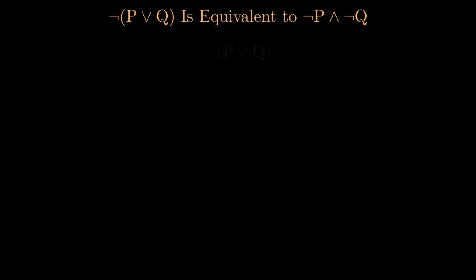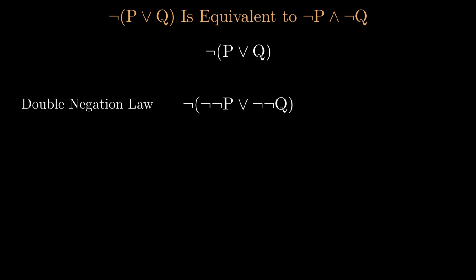Now here's a more challenging problem. Pause and try to derive De Morgan's second law using the laws and rules we just described. If you would like a hint, then start by using the double negation law. So the idea is to first use the double negation law on P and Q, which gives us this.